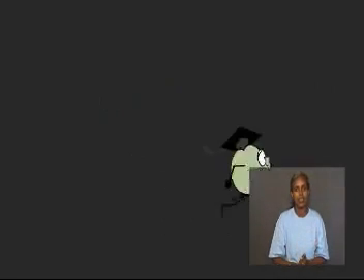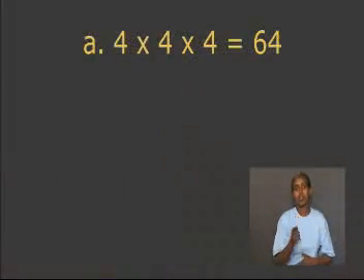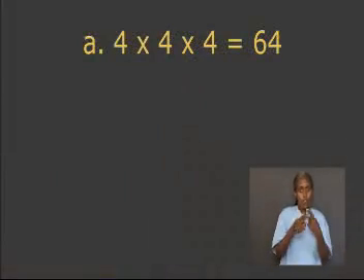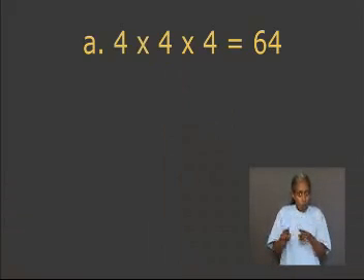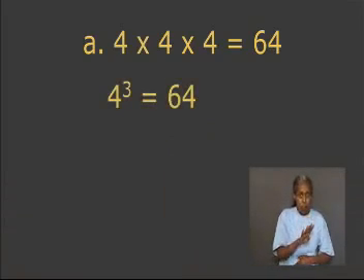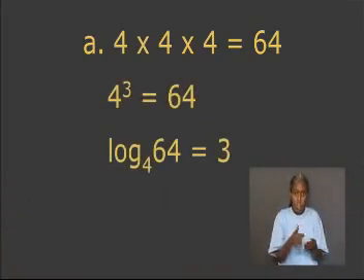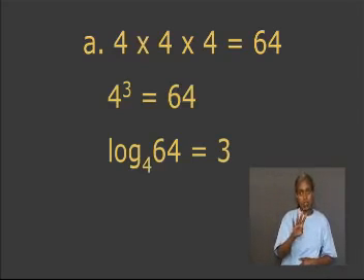Welcome back, students. I am confident that you had no trouble solving each logarithm. 4 times 4 times 4 equals 64. This can also be expressed as 4 to the power of 3. Therefore, the logarithm of 64 to base 4 is 3.